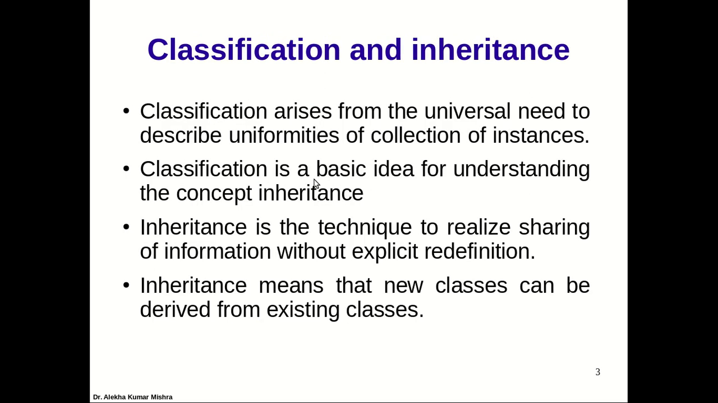To put it formally, we can say classification arises from the universal need to describe the uniformity of a collection of instances. We describe how a group of entities, a group of instances, are related to each other. What is the uniformity among them? What is common among them? That is described by classification. We classify men and women: man has some uniformity, woman has some uniformity.